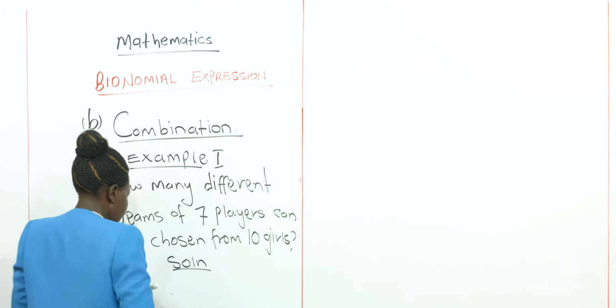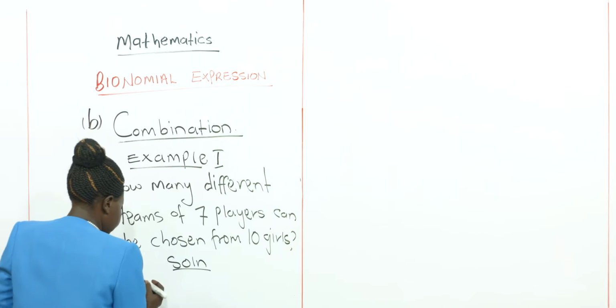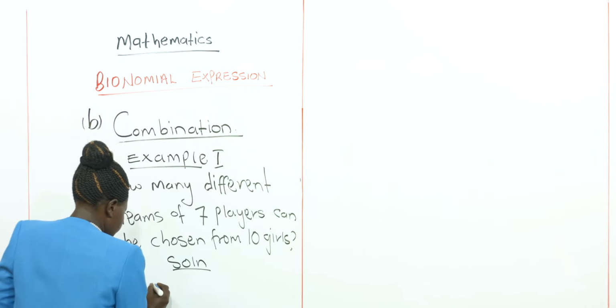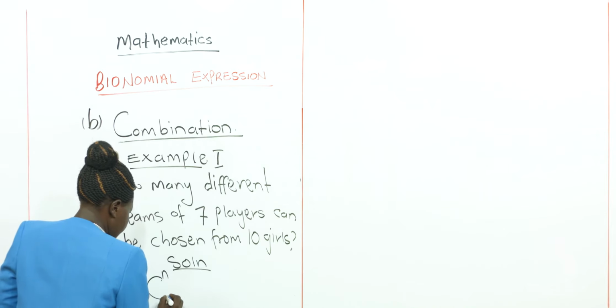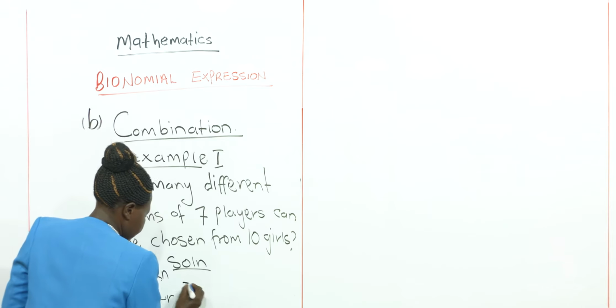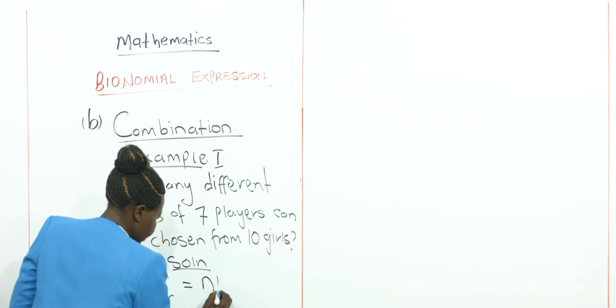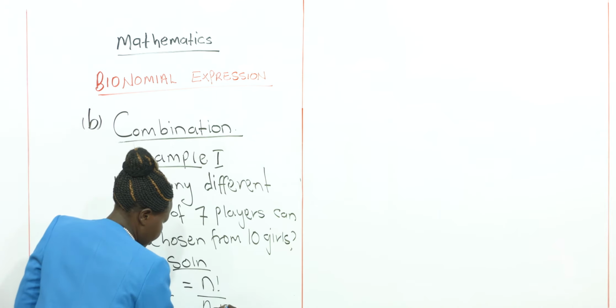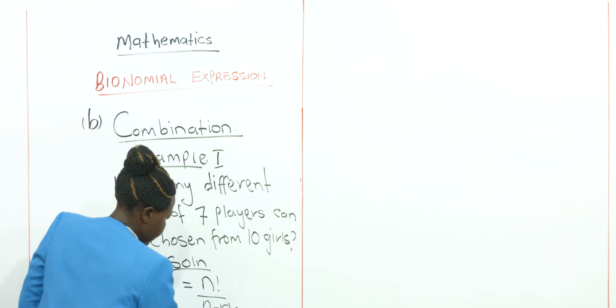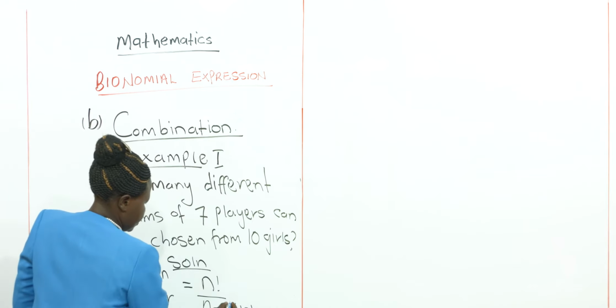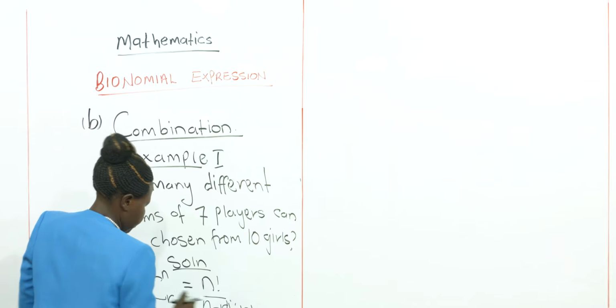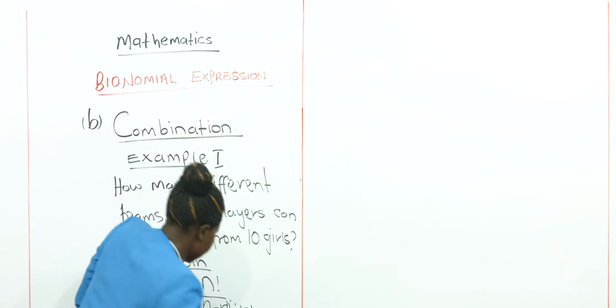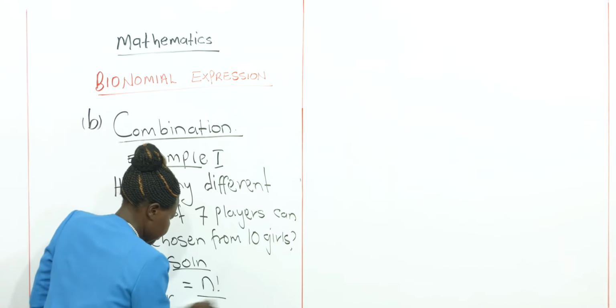Then now you will have C raised to n base r equals n factorial over n minus r factorial, ratio to r factorial.